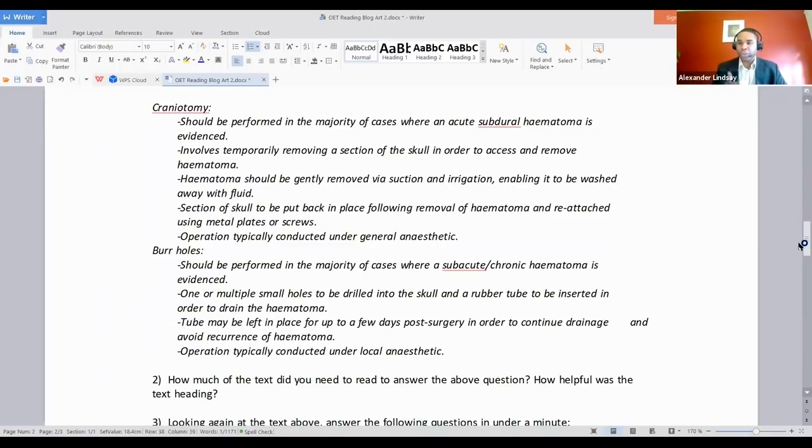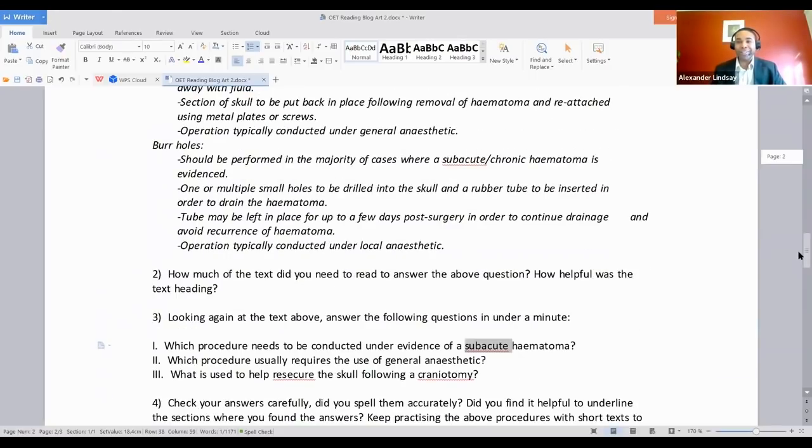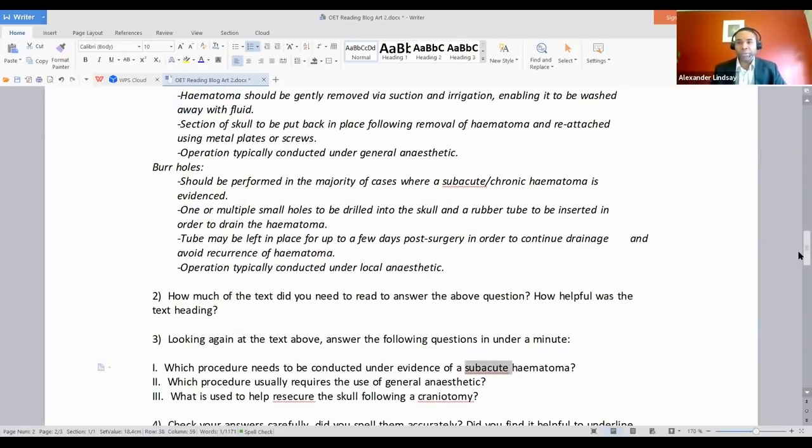Also, if you answer the question really quickly, in let's say 10, 15 seconds, remember, you still have another 30 seconds just to double check your answers. So for those who did double check and made sure that they put burr holes and not craniotomy, well done, because you got the mark in this case.